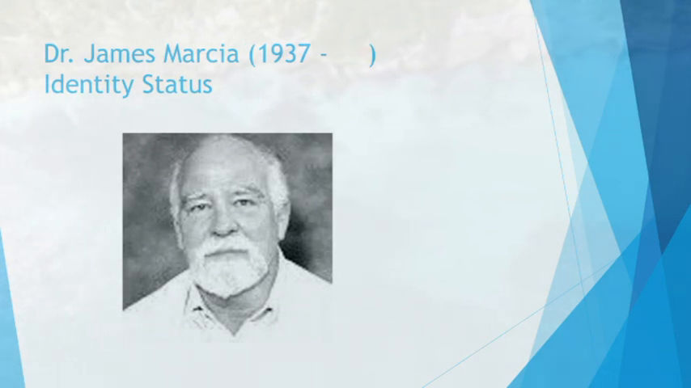Then there's identity moratorium, where people actively explore. They try on one identity and then they try on another identity. And they kind of experiment with different roles and beliefs and relationships. And then there's finally identity achieved.